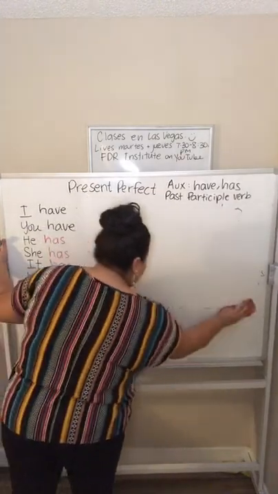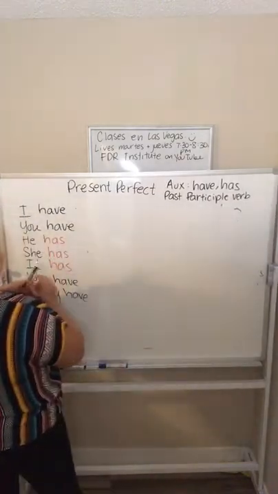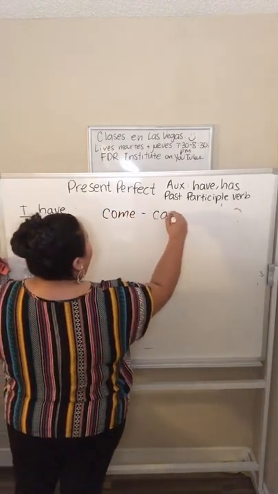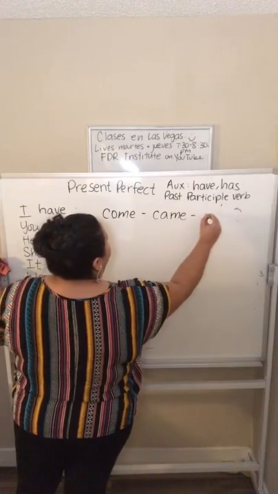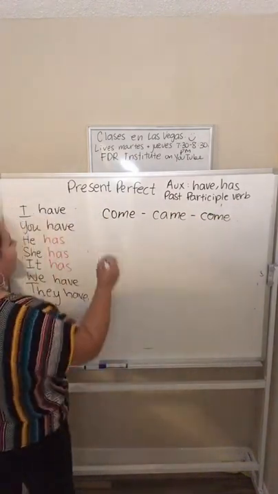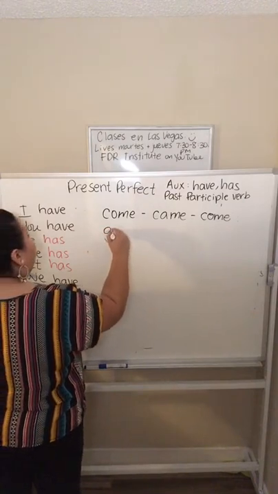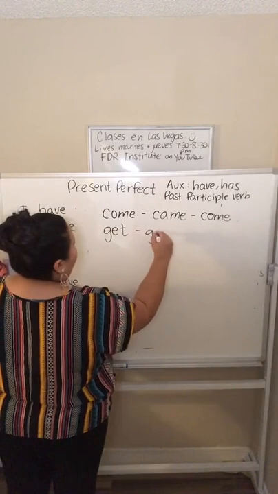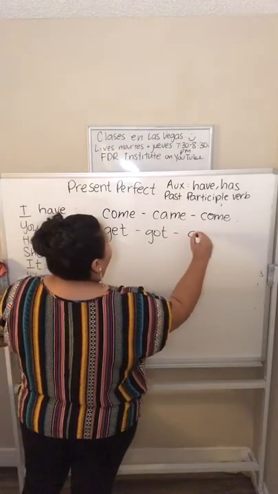Okay, let me erase. Let's do some verbs. Let's do come. Come es el verbo venir. En pasado es came, pero en el pasado participio es una locura porque otra vez se vuelve a come. Right? Let's do el verbo get, que también, pues este sí es crazy. Tengo varios videos sobre get, so we'll talk about it.